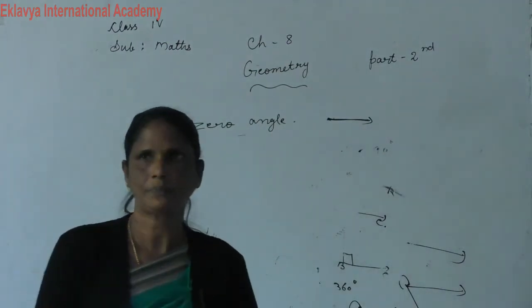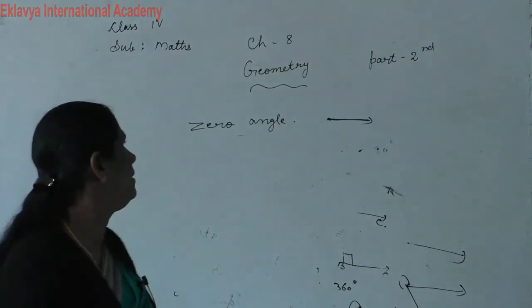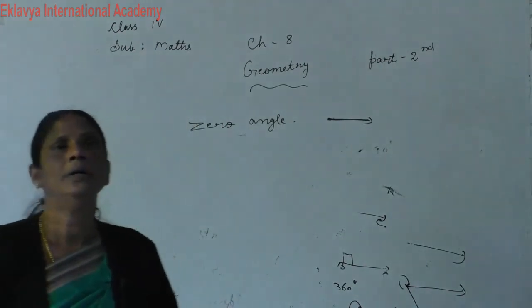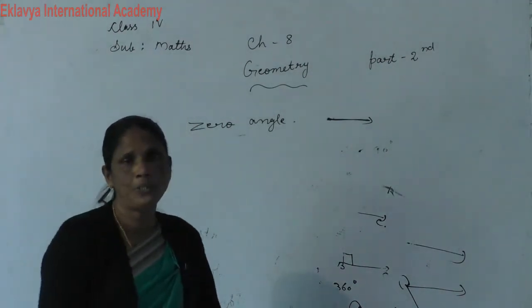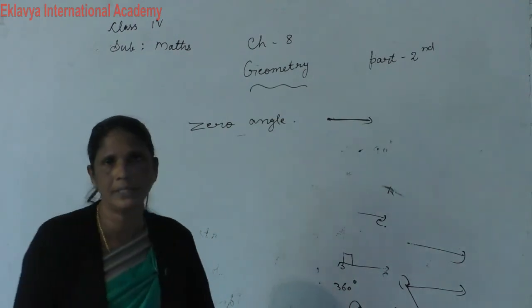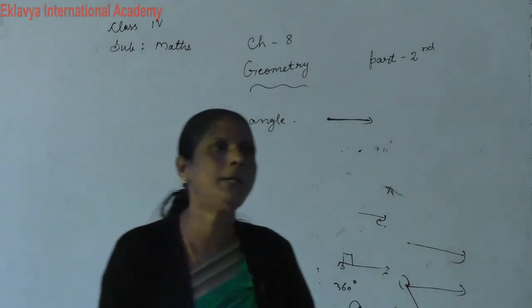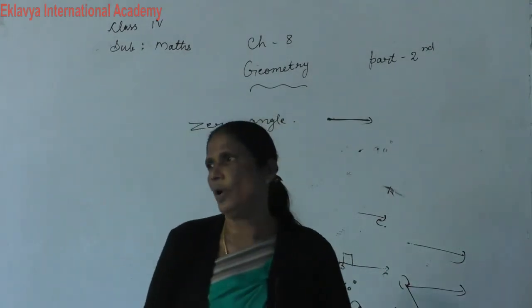Again, the types of angles: acute angle, second, right angle, then obtuse angle, then straight angle, then reflex angle, then complete angle, last zero angle.